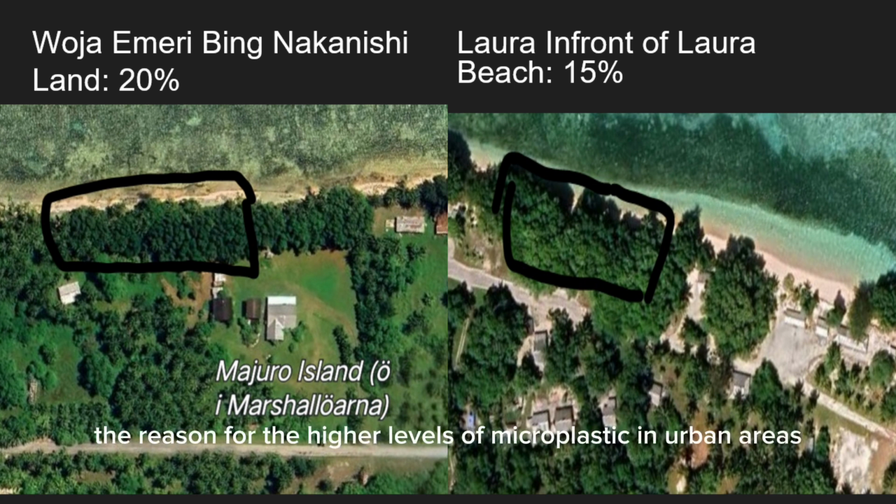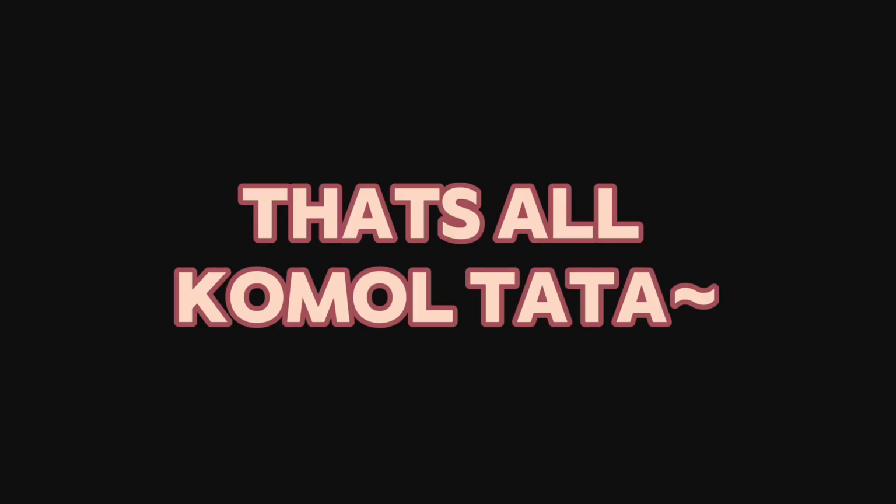The reason for the higher levels of microplastics in urban areas is primarily due to the urban environment itself. Urban areas tend to have higher population density, increased industrial activity, and greater human consumption, all of which contribute to plastic waste and potential microplastic pollution.